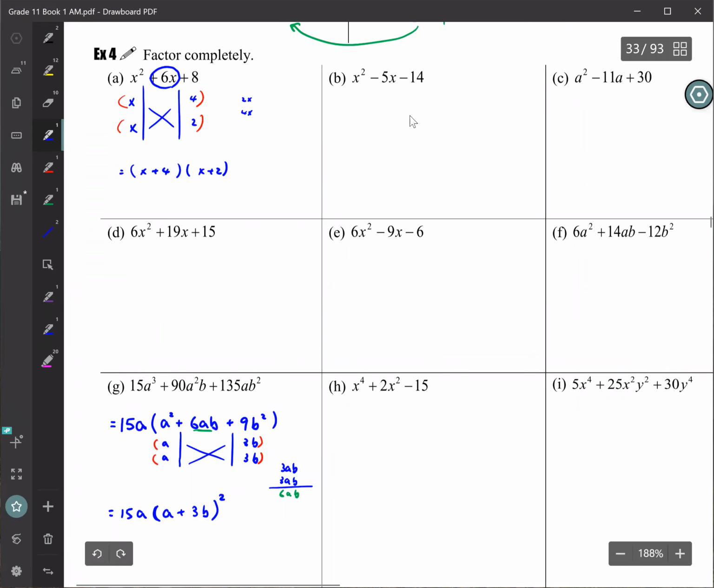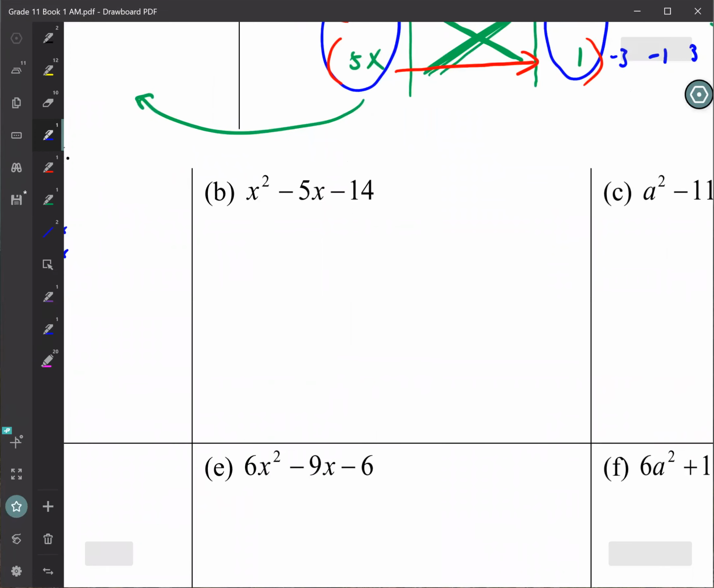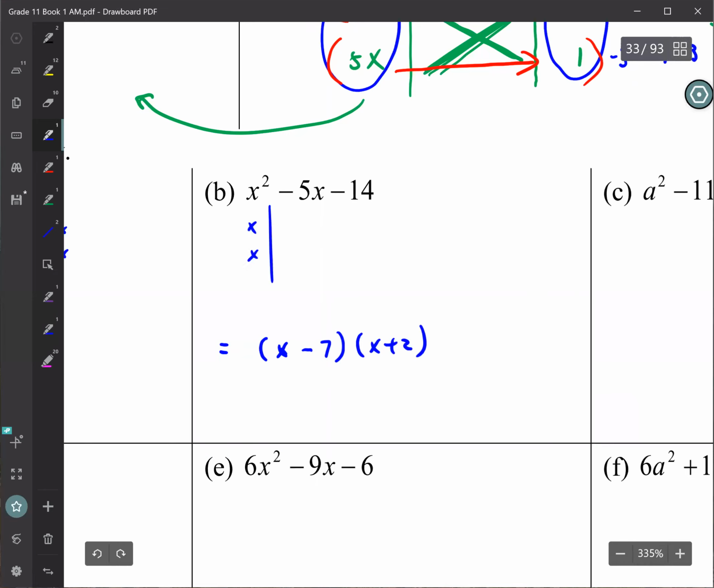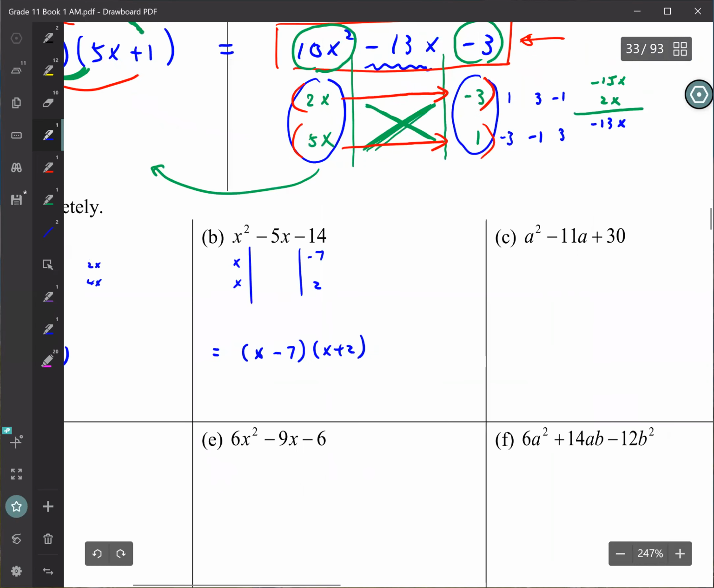Okay, I will start going over the first few. Brendan, what's your answer for B? x minus 7, bracket x plus 2. Okay, thank you. So the pair is x and x, and we use -7 and 2. So that one works, very good. Okay, Aaron, next one. Bracket a subtract 5, another bracket a subtract 6. Okay, so you use a and -5 and -6.